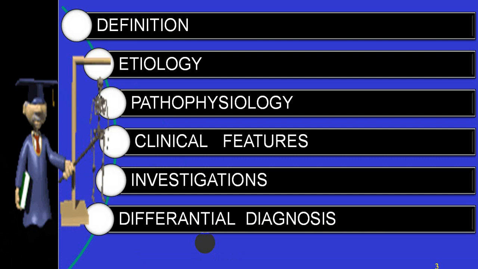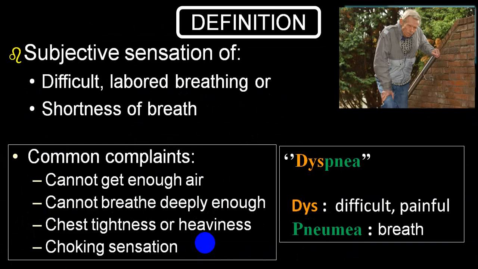As routine, we'll be discussing under all these headings. By definition, we always describe dyspnea as a subjective sensation of difficult or labored breathing or shortness of breath. Dys means difficult or painful. Pneumia means breath.